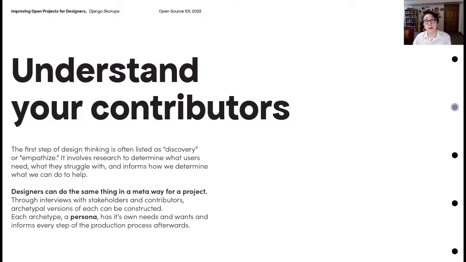But we can do the exact same thing in a meta way for a project itself. By interviewing your stakeholders and your contributors, we can make archetypal versions of those stakeholders and contributors. Each one of those archetypes we refer to as personas, and they have their own needs and wants, and they inform every step of the process afterwards. Let's take a look at one.